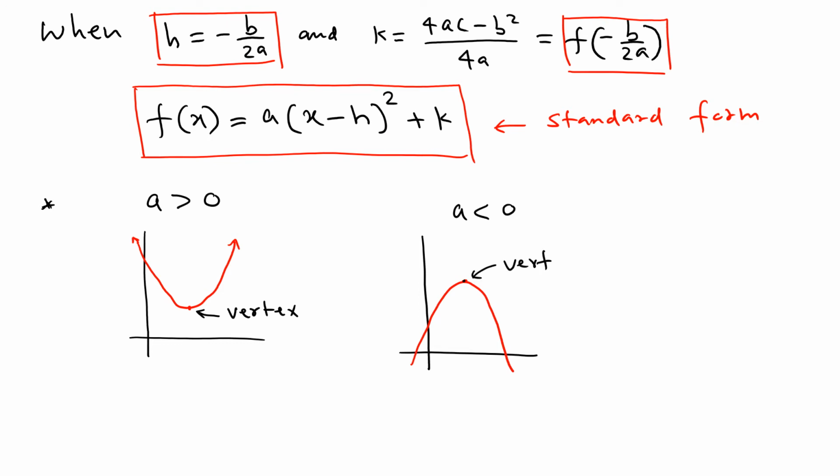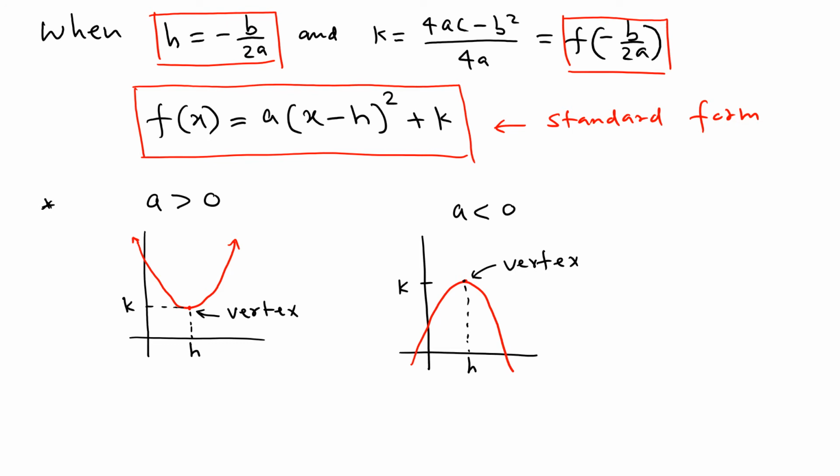That's the vertex. And you can see that the vertex you can simply get from the h value that we found and the k value that we found over there. So again, here is the h value and the k value. The reason is, let's say a is positive, you're trying to add something there. So that means if you remove that, you get the minimum value, the k value there.